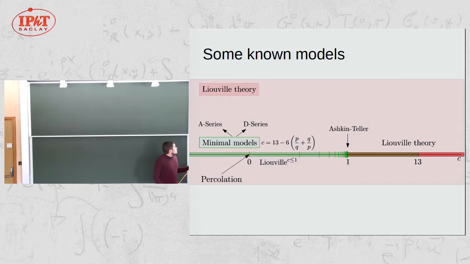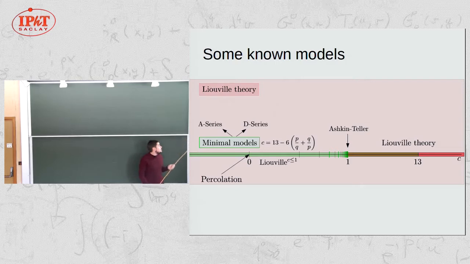On the other hand, for these discrete values of the central charge given by two prime integers p and q, we have the so-called minimal models, of which some can be unitary, represented by these lines here. The minimal models are dense on the line c less than 13. And in particular, we can distinguish two types.